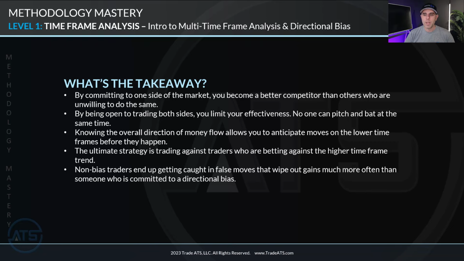Non-biased traders end up getting caught in false moves that wipe out gains much more often than someone who's committed to a directional bias, going along with what I just said. They're unwilling to trade in trend. If you're simply willing to adopt a directional bias and be absolutely strict to it, you are going to be so much better off. It's going to be so much more forgiving for your entries, and you're going to see a massive increase in your results from this one simple thing.